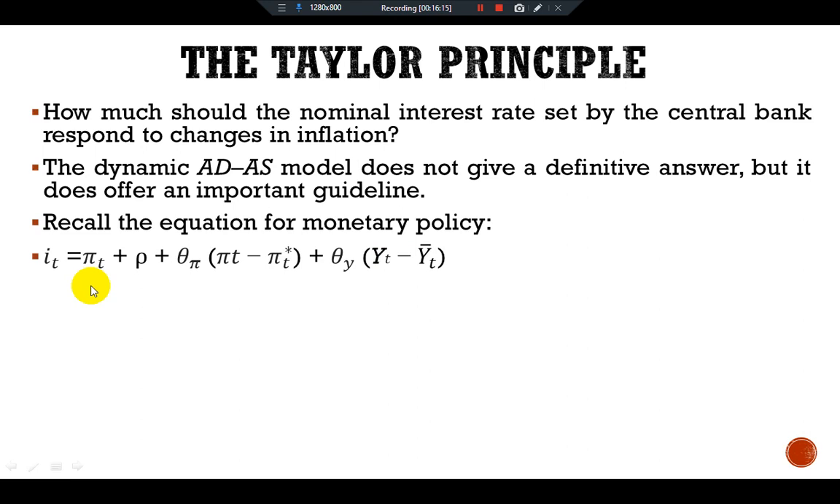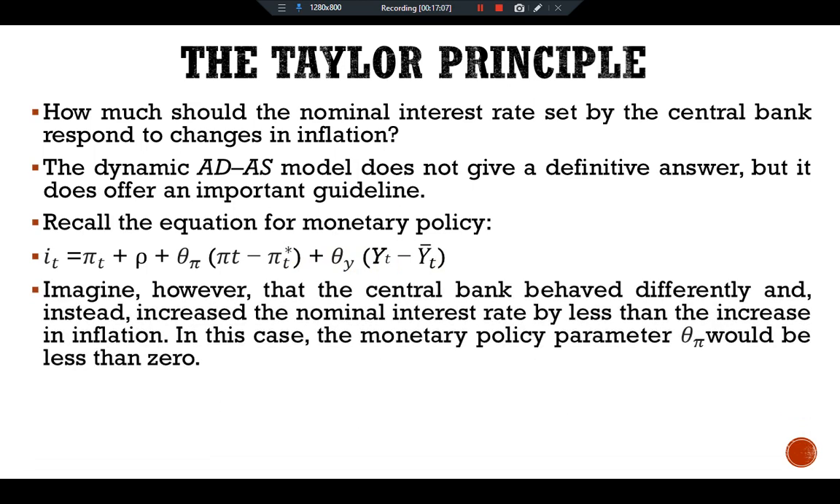Here we have i_t is equal to pi_t plus rho plus theta_pi times (pi_t minus pi_t-star) plus theta_y times (Yt minus Yt-bar). According to this equation, a 1 percentage point increase in inflation pi_t induces an increase in the nominal interest rate i_t of 1 plus theta_pi percentage points, because we assume that theta_pi is greater than 0. Whenever inflation increases, the central bank raises the nominal interest rate by an even larger amount.